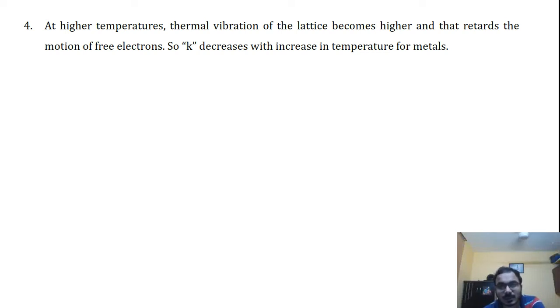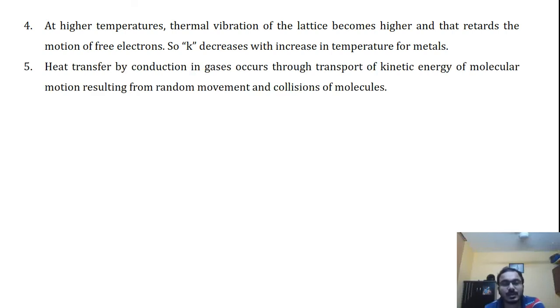So as we increase the temperature of metals, the motion of free electrons reduces, and this will reduce the thermal conductivity of metals. So this is the reason that when we increase the temperature of metal, its thermal conductivity reduces. This is a very important point. Fifth is heat transfer.